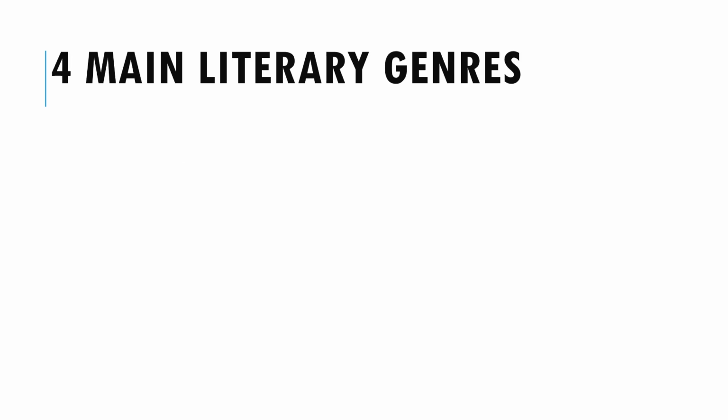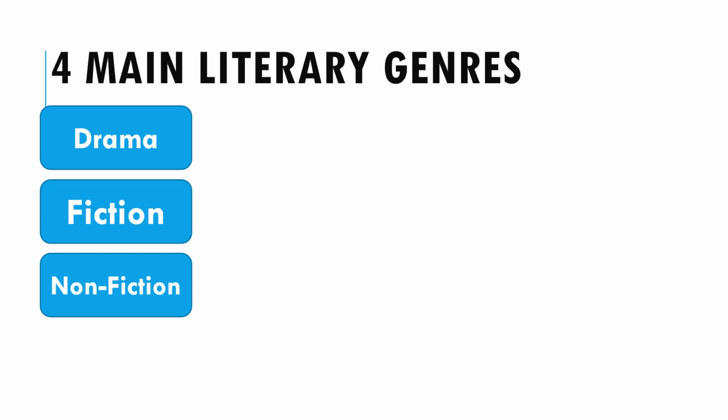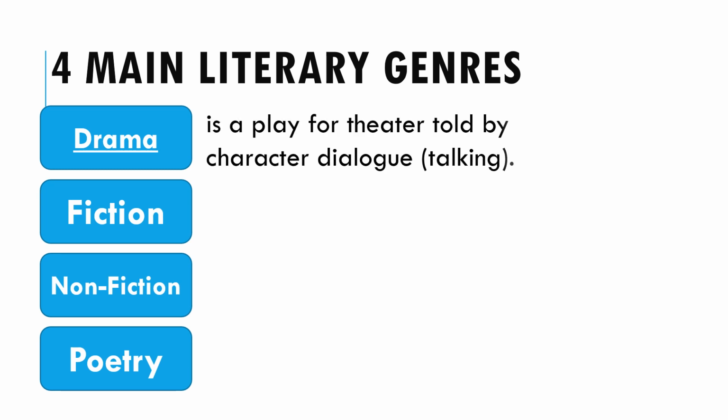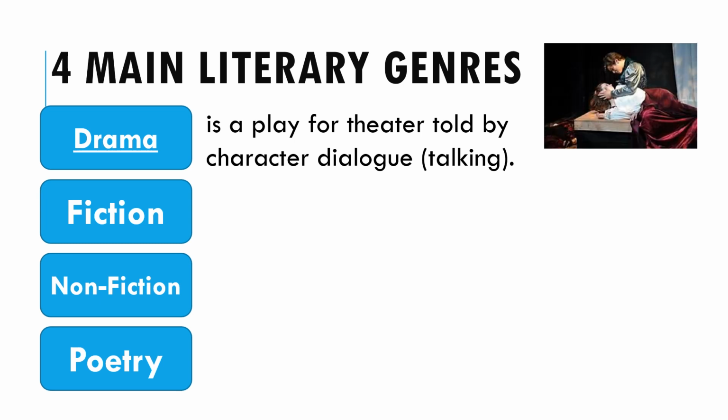This time, we will be discussing the four main literary genres. We have drama, fiction, nonfiction, and poetry. Let's discuss further drama. Drama is a play for theater told by character dialogue. The characters are the ones talking. The characters are expressing their lines played on a stage. Example for this is Romeo and Juliet by William Shakespeare. The story is all about the love of two individuals.